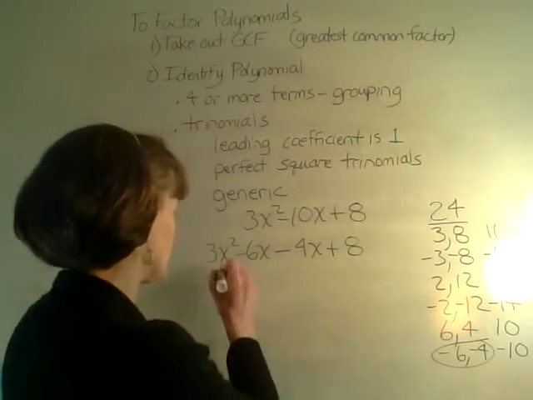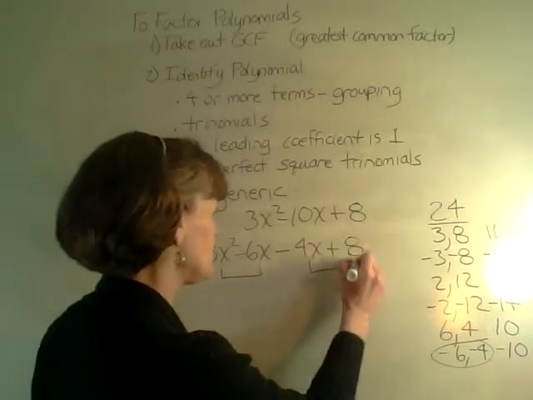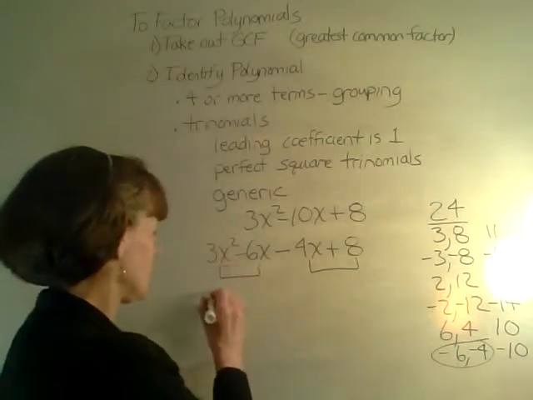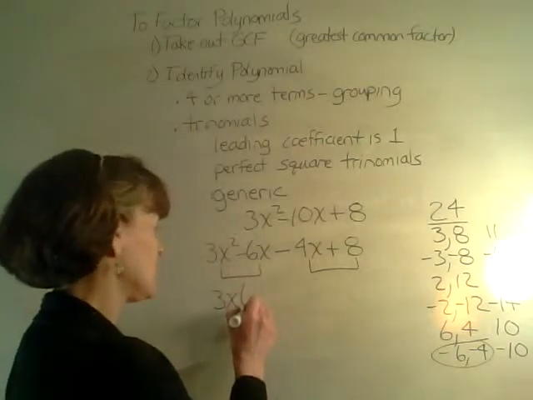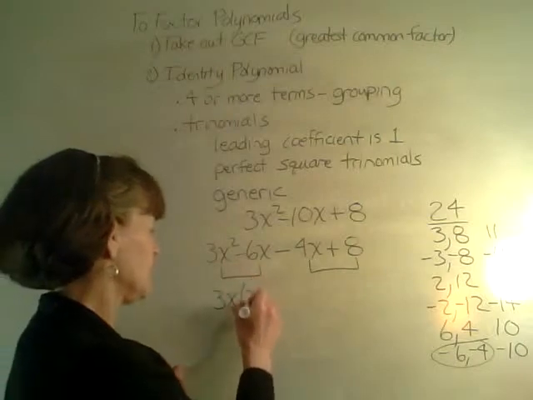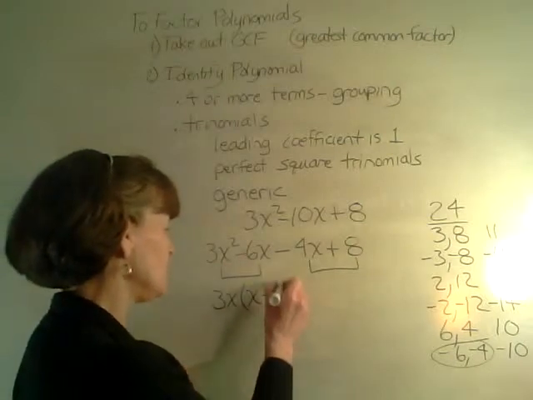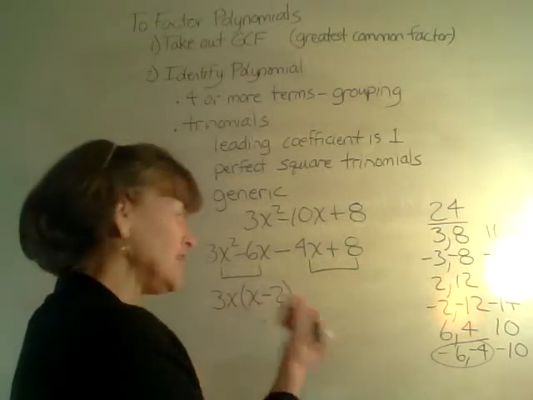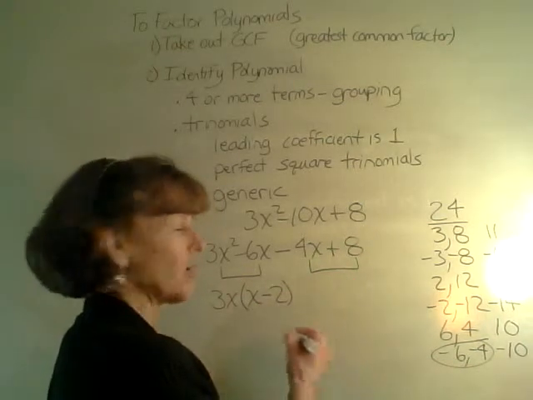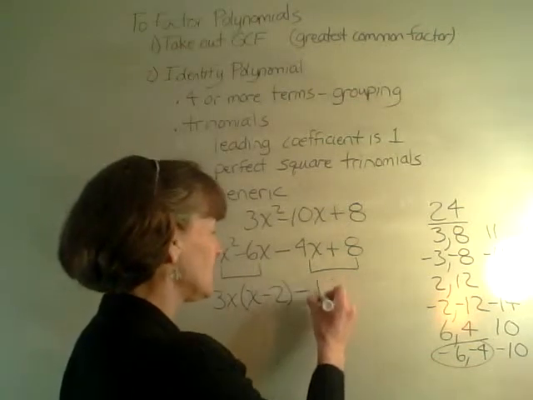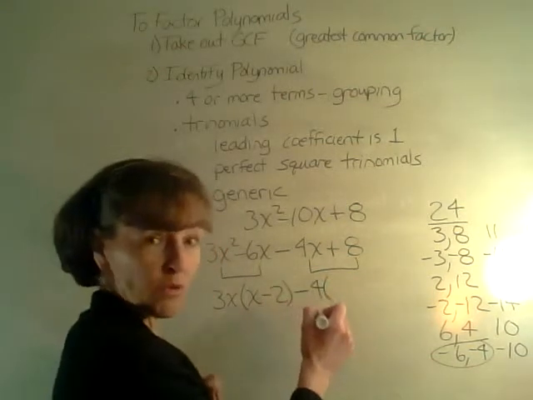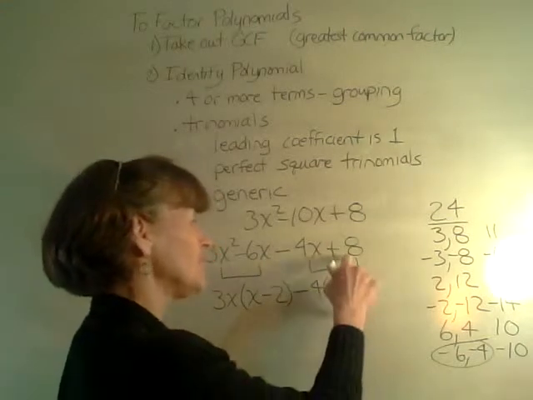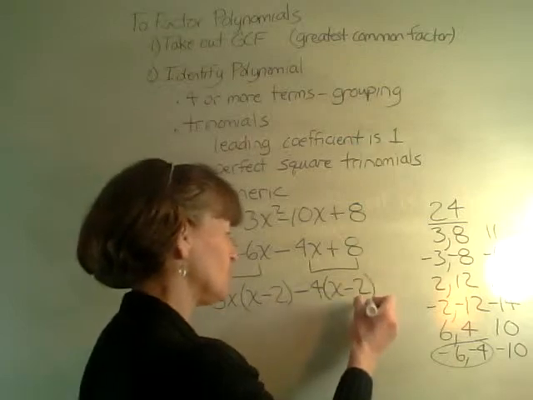So I'm going to factor these by grouping, and I'm going to group them this way. When I look at these two, I can take out a 3 and an x. So I'm going to factor out a 3x, and I have x left here, and I have minus 2 left here. In these two terms, I can take out a 4. I can either take out a positive 4 or a negative 4. I can see that taking out a negative 4 is what I want to do here. So when I divide negative 4x by negative 4, I get a positive x. When I divide 8 by negative 4, I get negative 2.